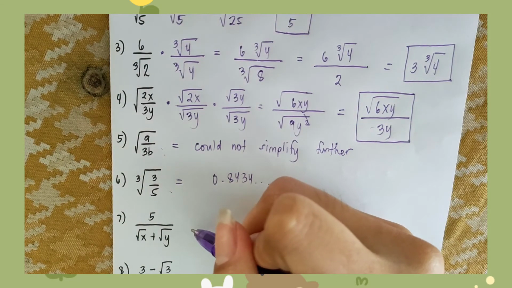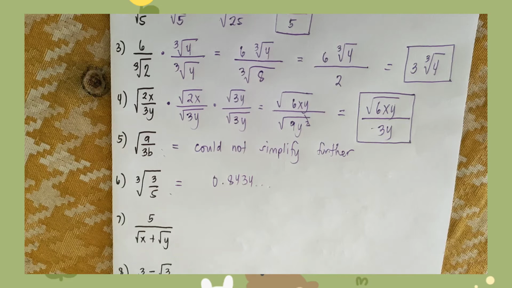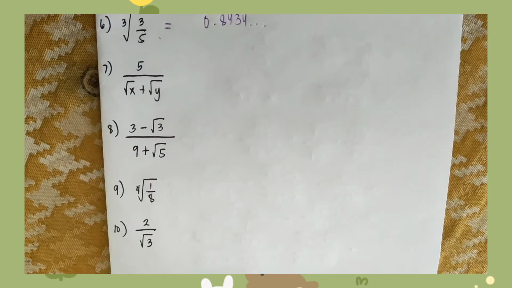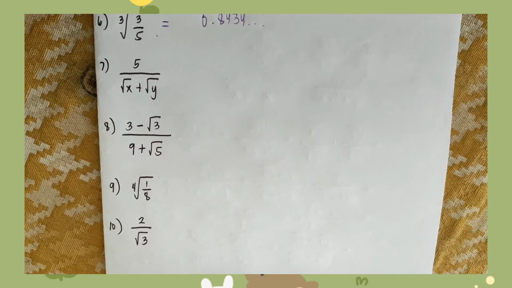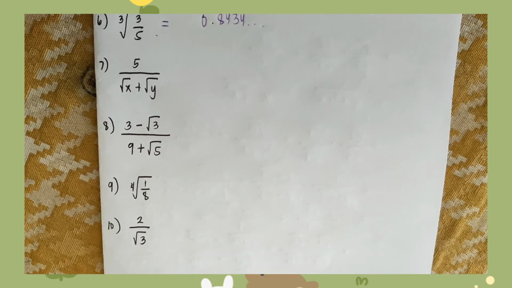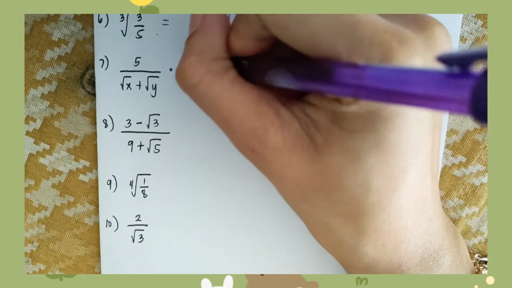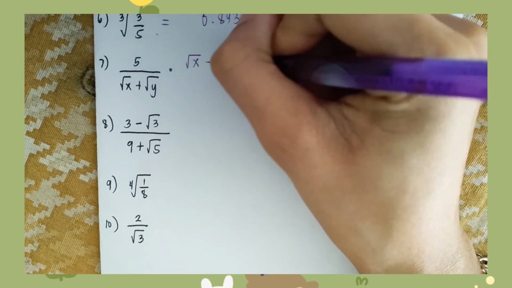Number 7. 5 all over square root of x plus square root of y. So we need to multiply it by its conjugate. So again, conjugate means you need to copy the denominator but change the sign.